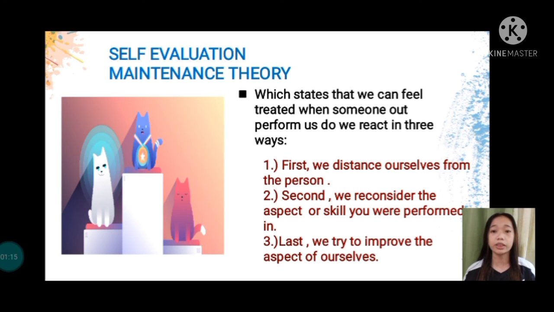Next. Social comparison entails the self-evaluation maintenance theory, which states that we can feel threatened when someone outperforms us. We react in three ways. First, we distance ourselves from the person. Second, we reconsider the aspect of our skill to be performed. And third, we try to improve that aspect of ourselves.